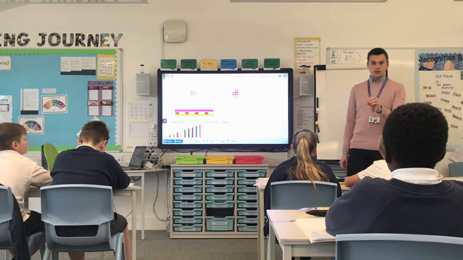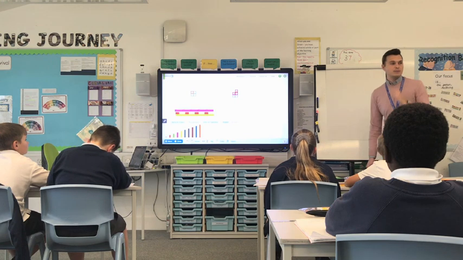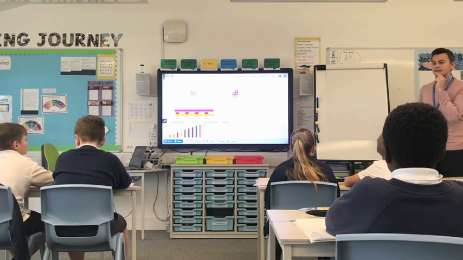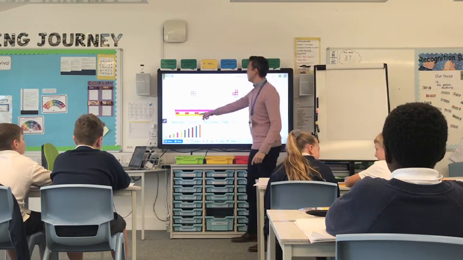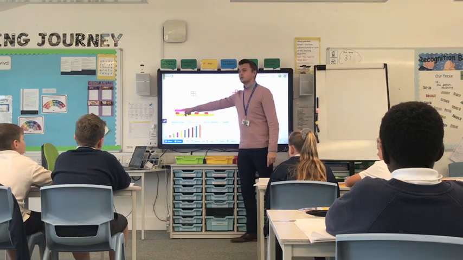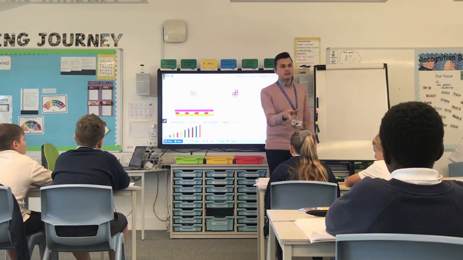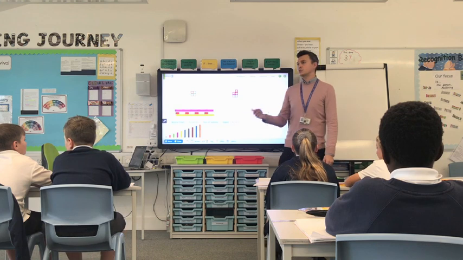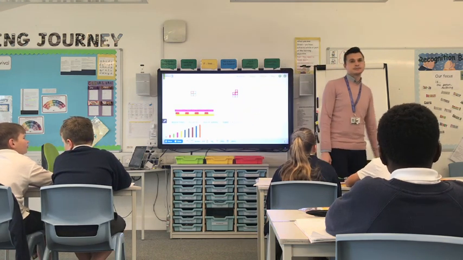How could you use the Cuisenaire rods to help you with that? How might you do that? If I was to look at them, how did I get to 20? How did I get 4 to 20? Just have a quick chat with the person next to you. How did you get 4 to 20? What did you do to see that the denominator should be 20?